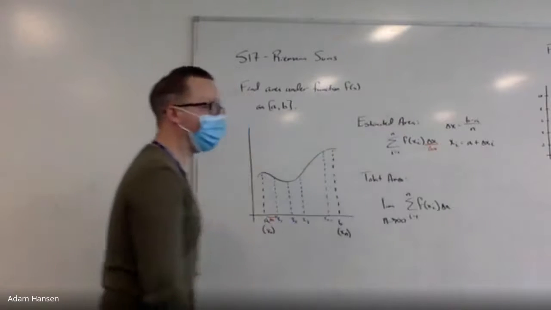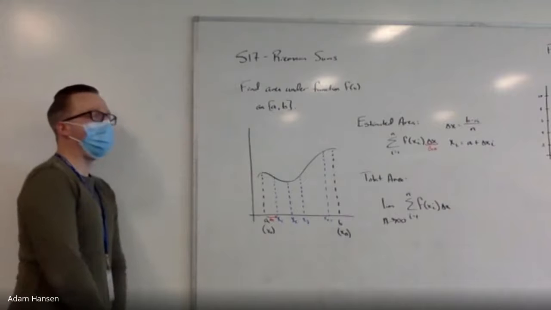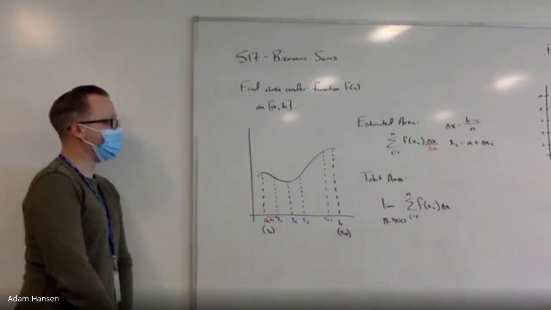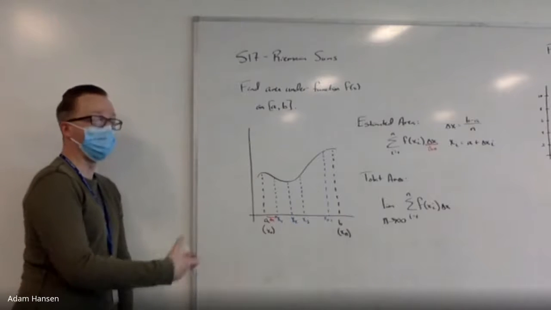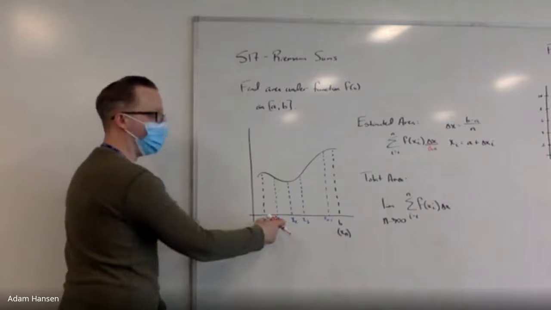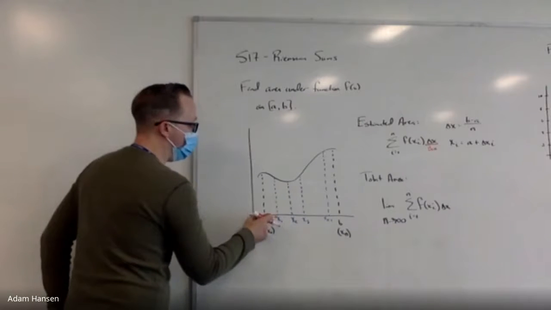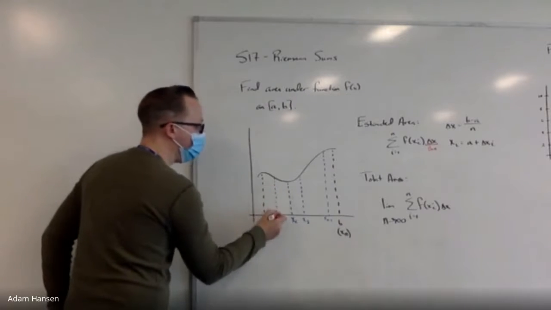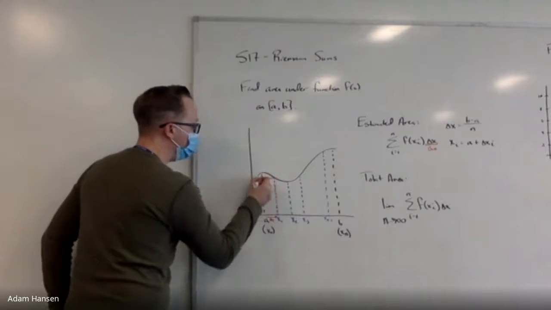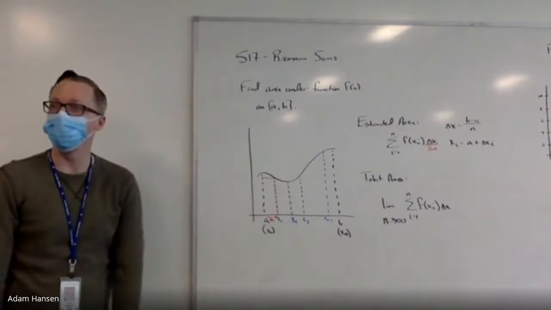Now, if we're using rectangles, I need to find the height of each of these rectangles. To find the height, we're going to use right endpoints, so that my first partition starts with a value of 1. So I start from a, I add on delta x one time, and plug whatever x value that is into the function. There's the height of your first rectangle, right?